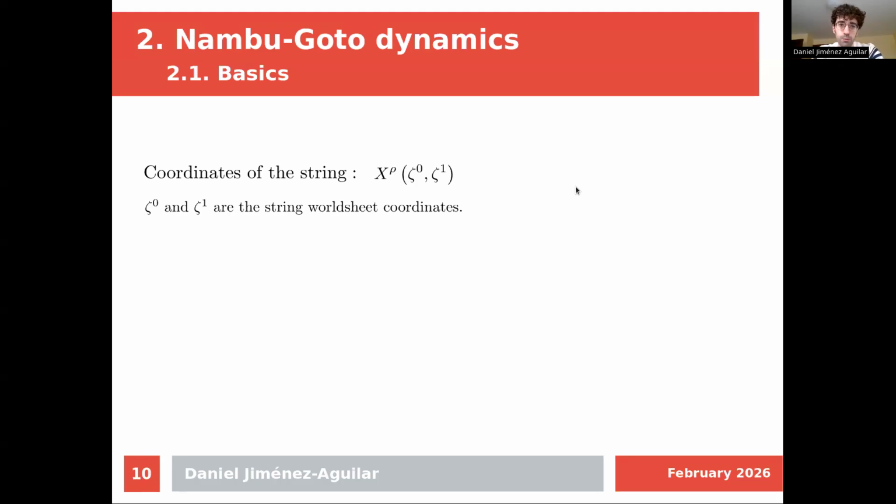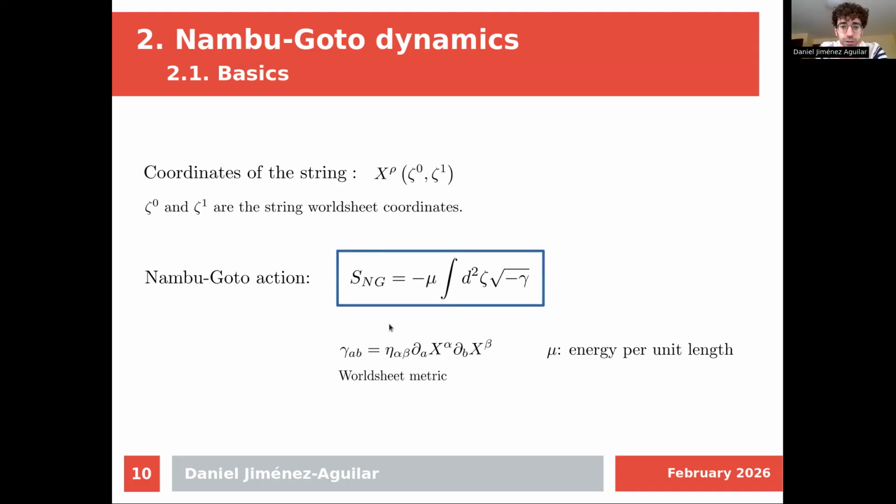Now let's see how the Nambu-Goto action predicts the emergence of this swallowtail surface. Let capital X be the coordinates of the position of the string, and since we are in a 2+1 dimensional universe, these coordinates depend on two worldsheet coordinates. The Nambu-Goto action is given by this, where gamma is the determinant of the worldsheet metric and mu is the energy per unit length of the string.